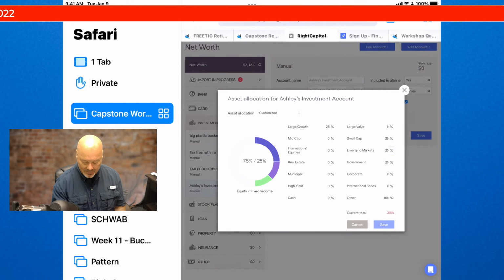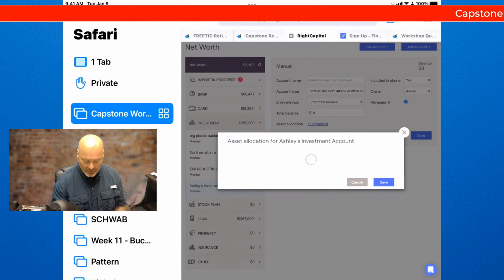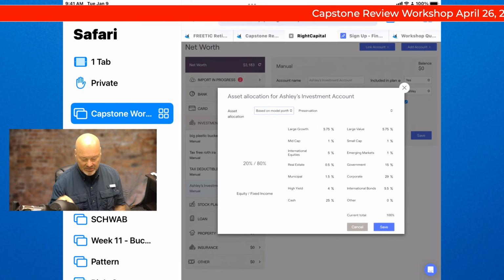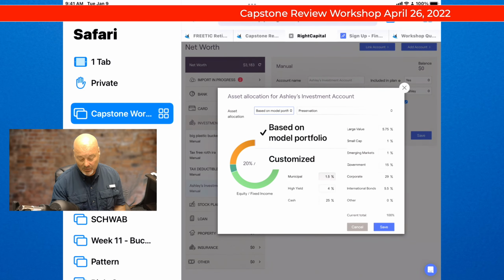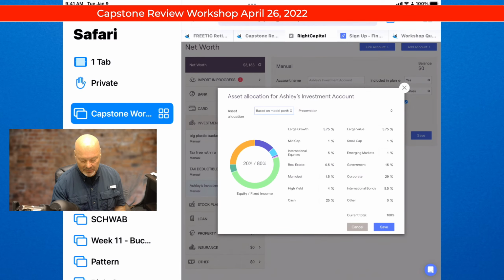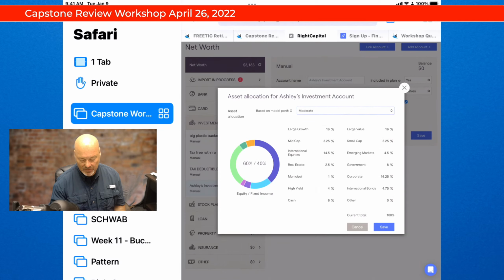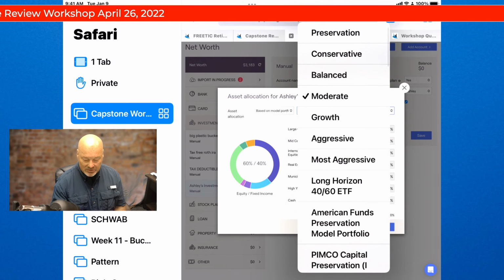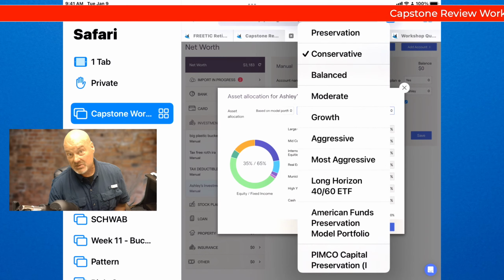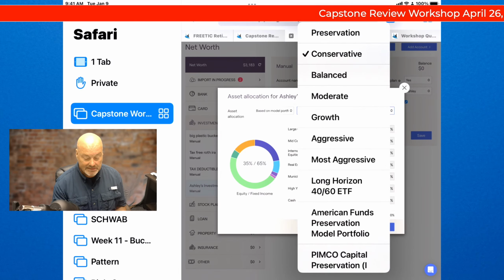Or instead of customized, you should be able to grab one based on a model portfolio. You see how that works? Apparently it defaults to customized, but that's what I would do, is just pick one of those. Hopefully you understand the difference between conservative, very, very conservative, just conservative. I mean, preservation is more conservative than conservative. It's like taking no risk.